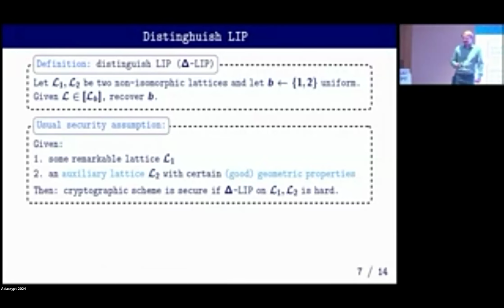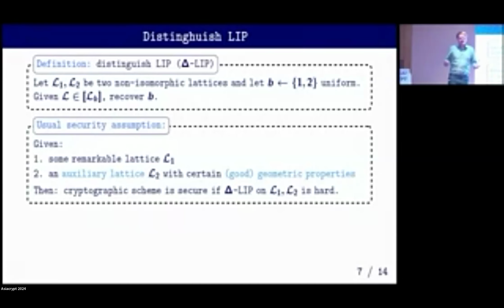And this is very useful because it allows you, in the security proof, to replace one lattice by the other. And the usual security assumption of these schemes looks therefore as follows. One, we are given some remarkable lattice, so like a decodable lattice or one on which you can do Gaussian sampling. And secondly, we need some kind of auxiliary lattice with certain good geometric properties. I'm a bit vague about this on purpose. And the idea is that in this proof, you start with your root lattice that you actually use in the scheme, and you replace it by this auxiliary lattice, and then use these certain properties there to make the rest of the proof work.